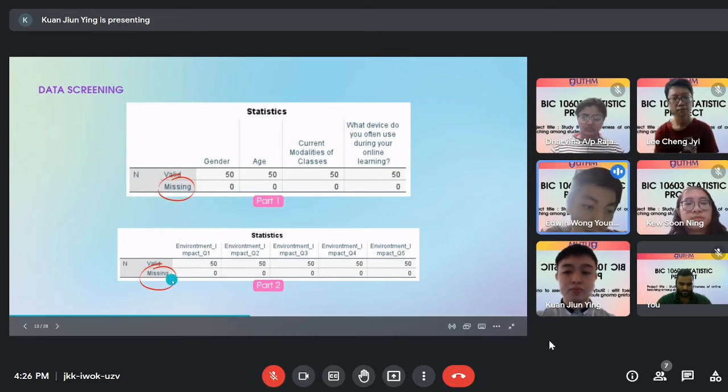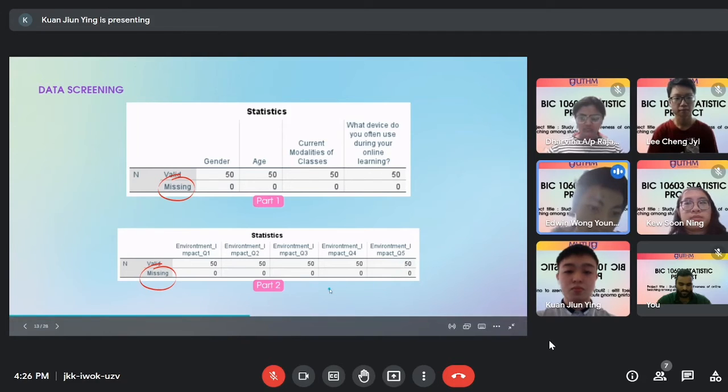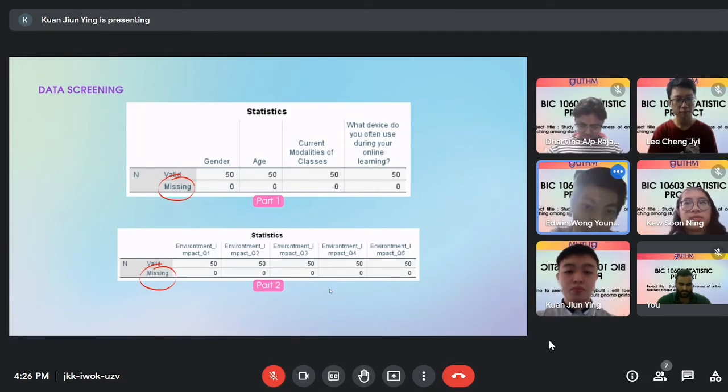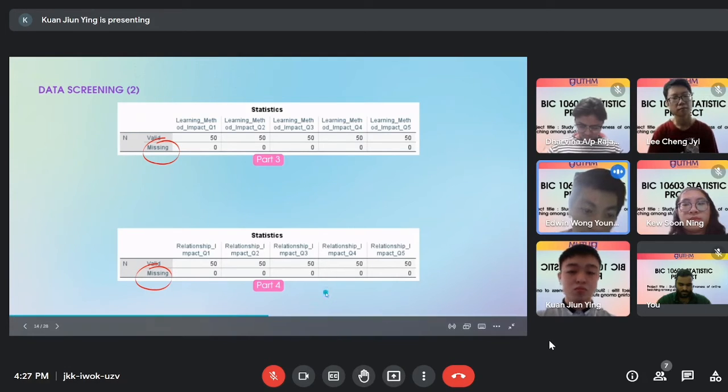Data screening means checking data for errors and fixing or removing these errors. The first picture, part one, is checking the data for gender, age, and the current modalities of classes. Part two is for the environment impact questions. Next, part three is the learning method impact questions, and part four is the relationship impact questions.